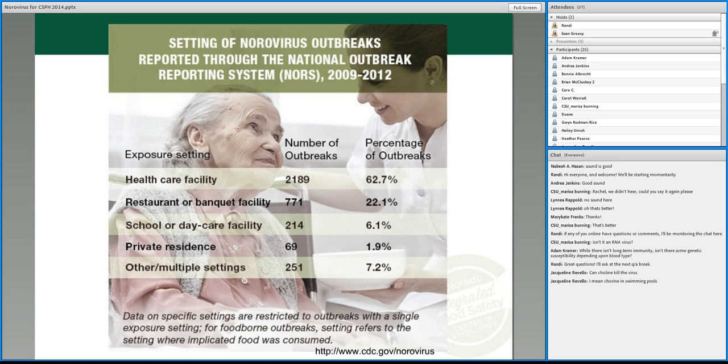And this private residences number, it's only 1.9% of outbreaks, but I will tell you that that is drastically underreported. We have systems in place for long-term care facilities to contact us when they have an outbreak of something that may or may not be norovirus. We have ways to detect restaurant outbreaks. Smaller household outbreaks are not reported to us as much. They tend to be smaller outbreaks with fewer numbers of ill people, but there's a lot of them happening. So this is definitely very underreported.